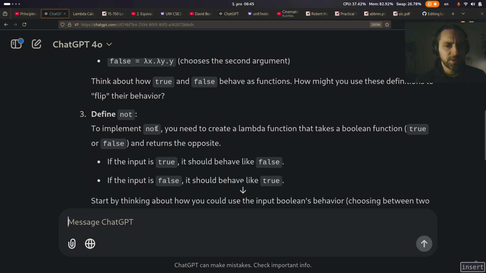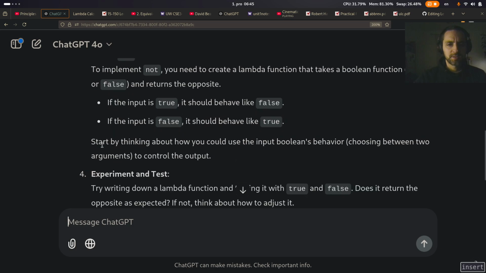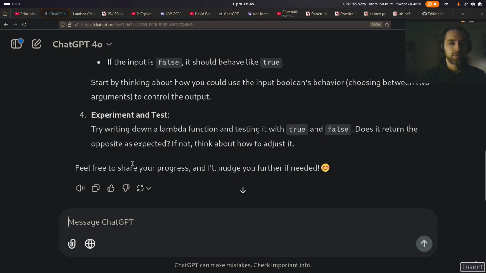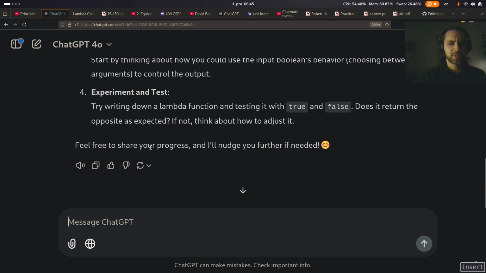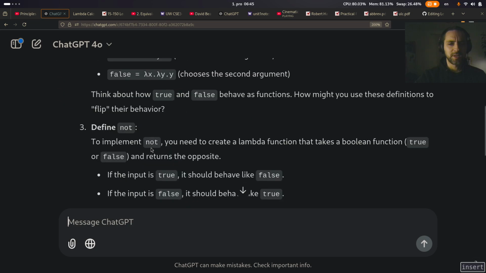To implement not, you need to create a lambda function that takes a boolean function and returns the opposite. Start by thinking about how you could use the input's boolean behavior, choosing between two arguments, to control the output. Try typing down a lambda function and testing it with true and false. Does it return the opposite as expected? Well, it didn't really help me, maybe because there's not much to help.